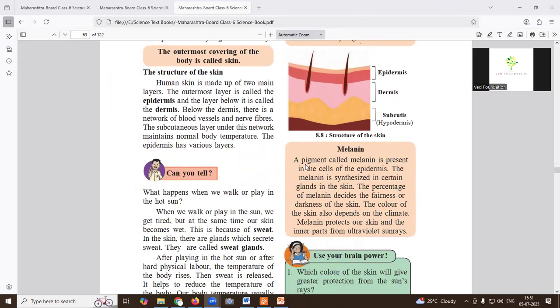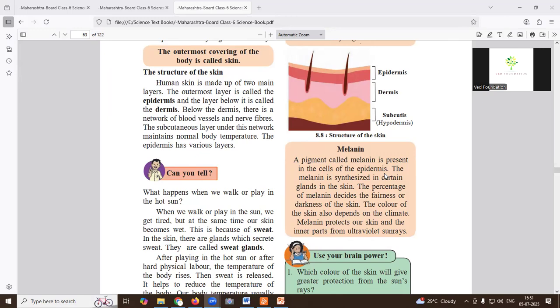Melanin. A pigment called melanin is present in the cells of epidermis. तो epidermis में melanin pigment होते हैं. And skin gets specific color because of presence of melanin. Melanin के presence से स्किन को कलर मिलता है, जैसे कि डार्क कॉम्प्लेक्शन, फेयर कॉम्प्लेक्शन, डिपेंड ऑन प्रोपोर्शन ऑफ मेलानिन. अगर स्किन में ज्यादा मेलानिन है तो डार्क कॉम्प्लेक्शन होता है, डार्क स्किन होती है. स्किन में लेस मेलानिन है तो स्किन फेयर होती है.